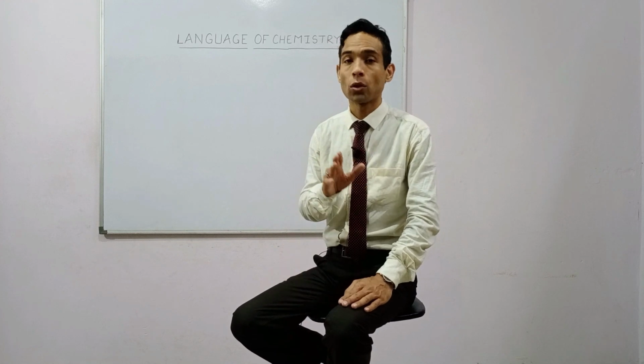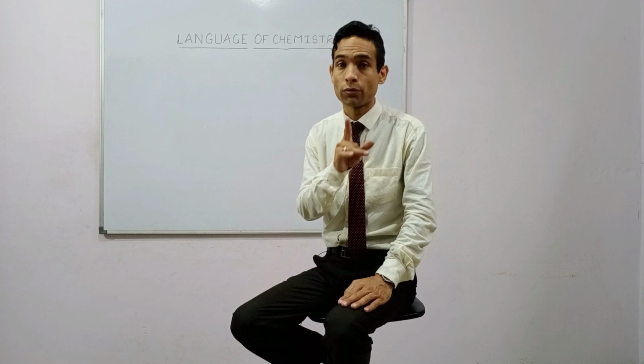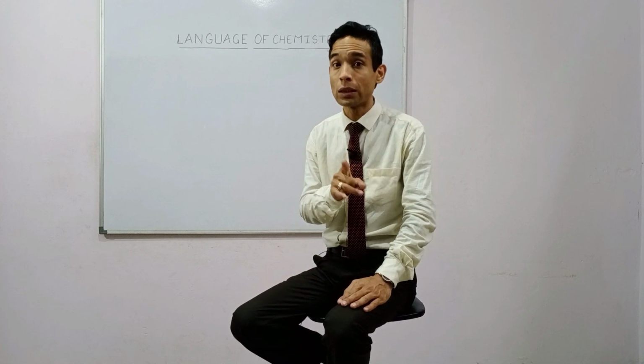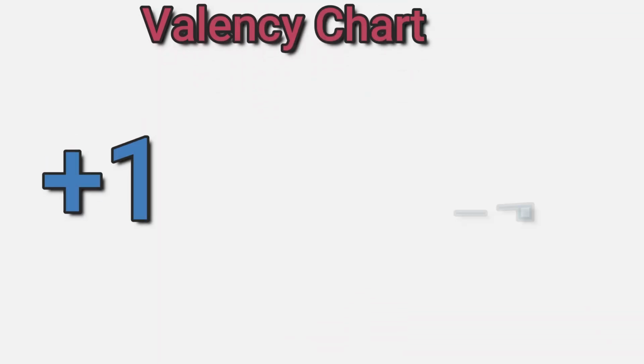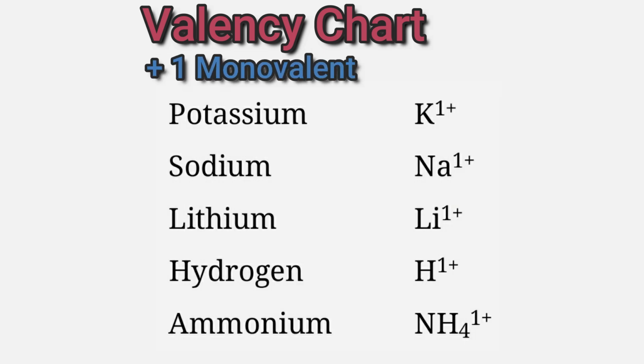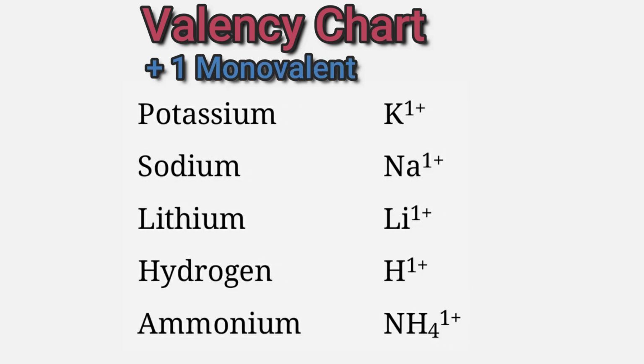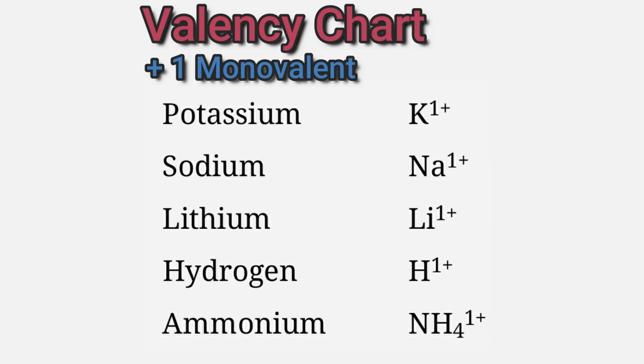Valency chart is given in all the chemistry books, and it is very important for all of you to learn this valency chart by heart. Following is the list of valencies in this chart. First of all, +1 and -1. In +1 we have potassium, sodium, lithium, hydrogen and ammonium.